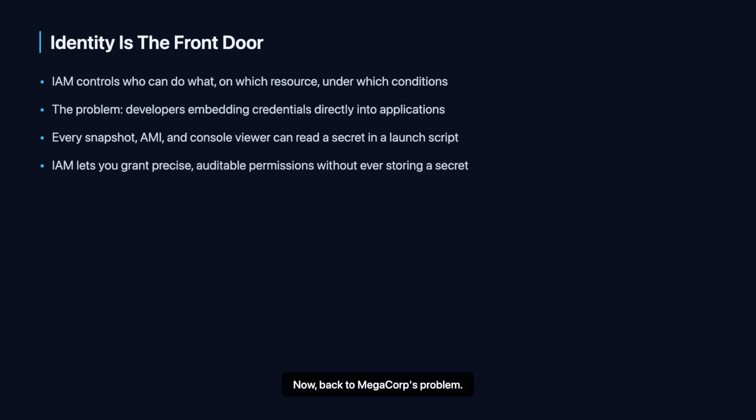Now, back to Megacorp's problem. Their developers embedded database credentials straight into the application. The trouble is, once a secret sits in a launch script, every snapshot, every machine image, and anyone viewing the console can read it. That's the failure mode IAM is built to eliminate. It lets you grant precise, auditable permissions without ever storing a secret in the first place.